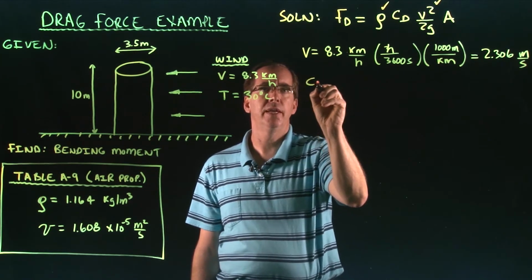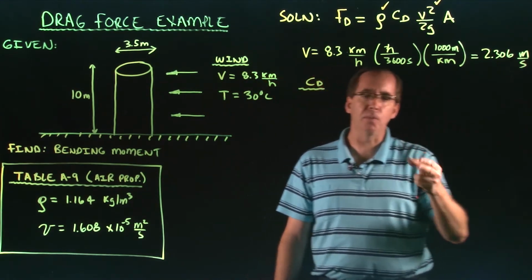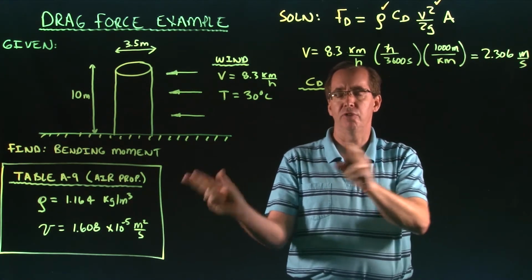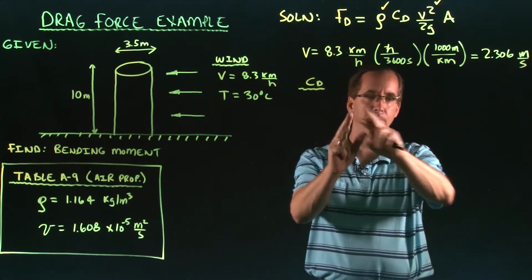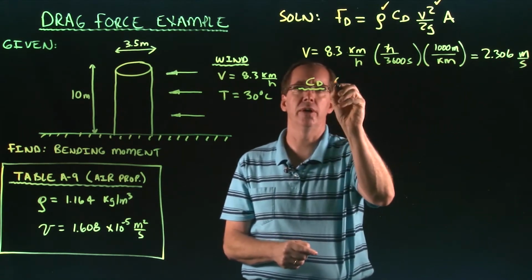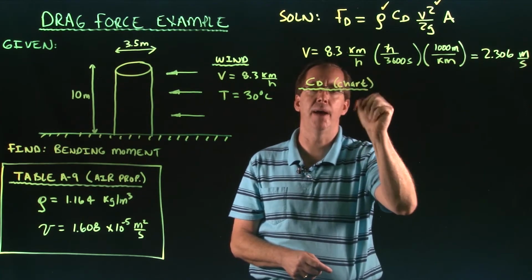Now, in order for us to get this drag coefficient, there's lots of different ways. In your book, they have charts where if you know the Reynolds number, you can get the drag coefficient. There's times where you have to get it from a chart. There's times where it comes from a table. In our case, we have a chart in our book. So I'll just write down the chart. Again, it's in the chapter.